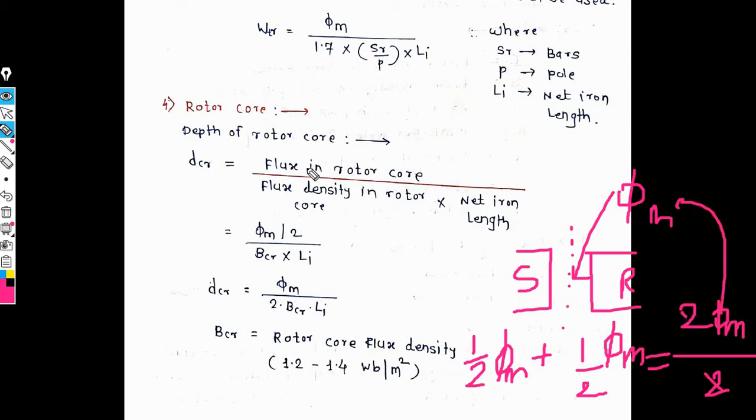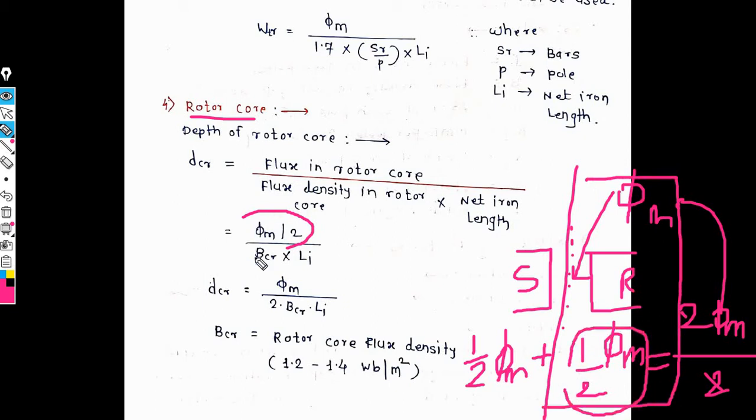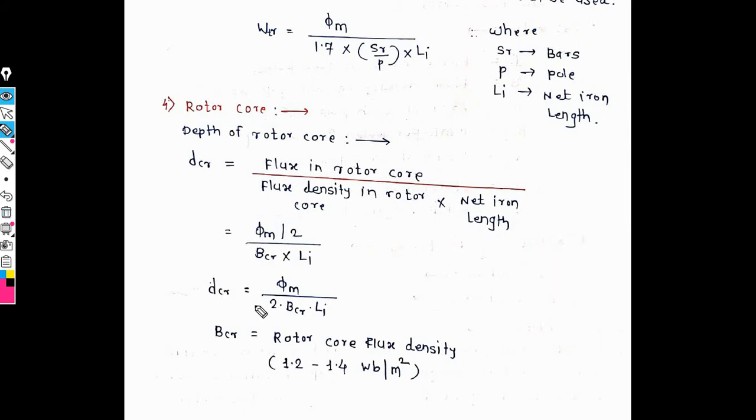But here we have to calculate only the rotor, so we have taken only the half section, that is phi upon 2. Then flux density in rotor core into Li, where Li means net iron length. So the formula for depth of rotor core is equal to phi upon 2 into BCR into Li. BCR means rotor core flux density, and its range is 1.2 to 1.4 Weber per meter square. Now this is the important part in rotor winding, called the rotor core.